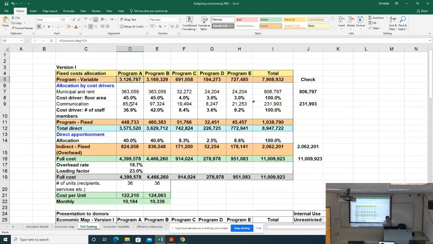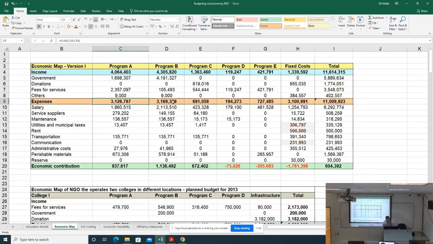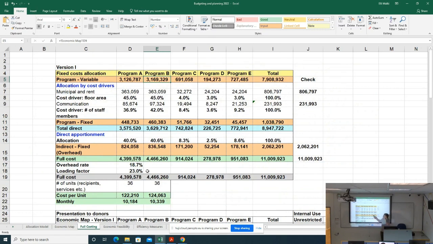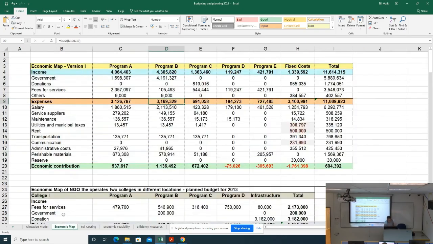So now let's see how we create, and you can see that program B, 3,169,000. You can check it later and see that these are exactly the numbers. There's a formula that takes from the previous worksheet. All right. Now we want to use the cost driver method in order to allocate the cost component of the fixed program. Now, if you remember, and if you don't, I remind you, in this organization, we included all the fixed costs in one column.